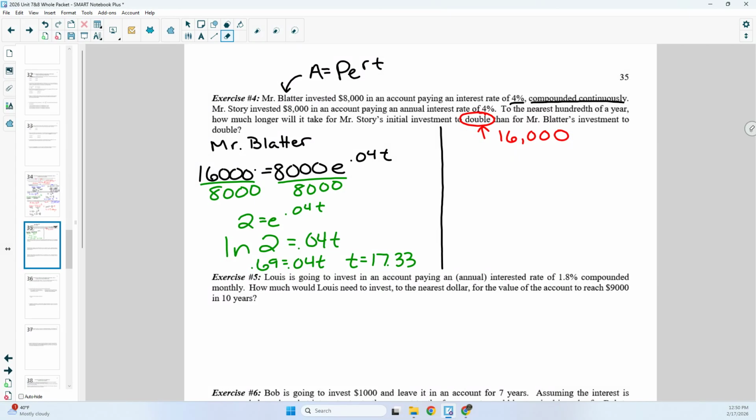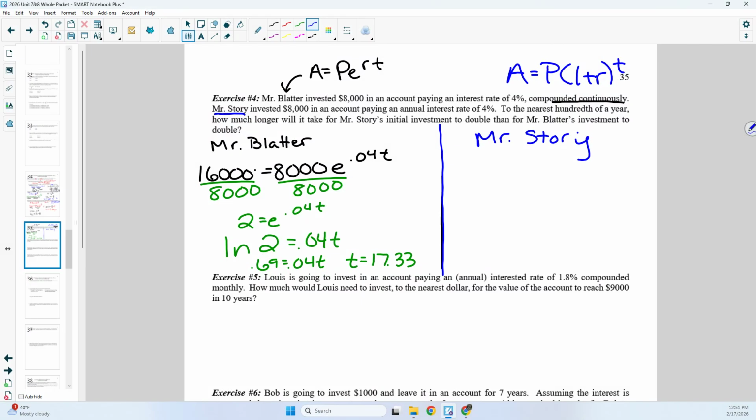Moving over to the other one, so this is Mr. Story's equation, and I'm just going to write that out again. So this is Mr. Story, and we said there's nothing special going on with this equation, so we're just using P times 1 plus r. So we have a goal still of 16,000. Start number is 8,000, growing by 4% to the t. And we divide. We get 2 again.